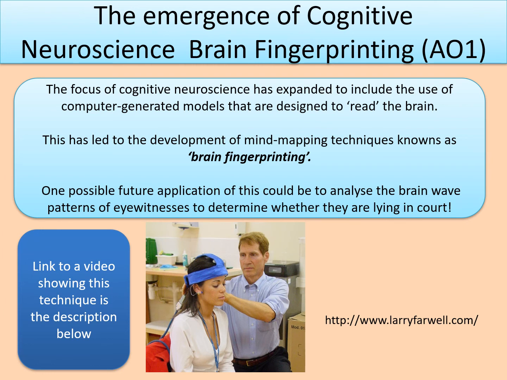And then a final thing to say about cognitive neuroscience is that the focus of cognitive neuroscience has expanded to include the use of computer-generated models that are designed to read the brain. And this has led to the development of mind mapping techniques known as brain fingerprinting.